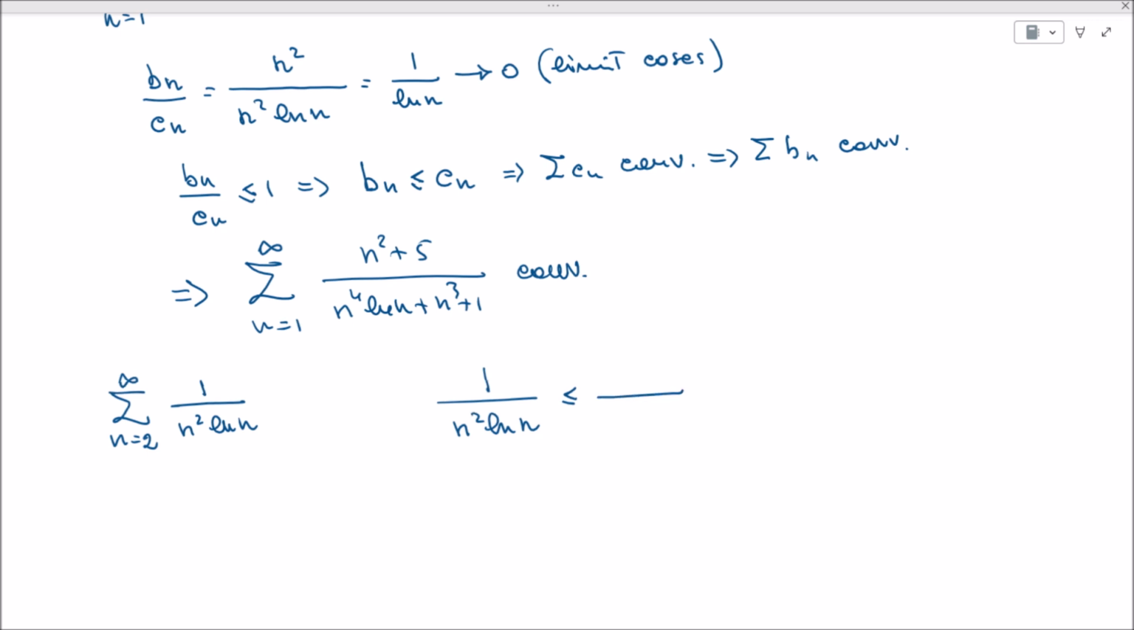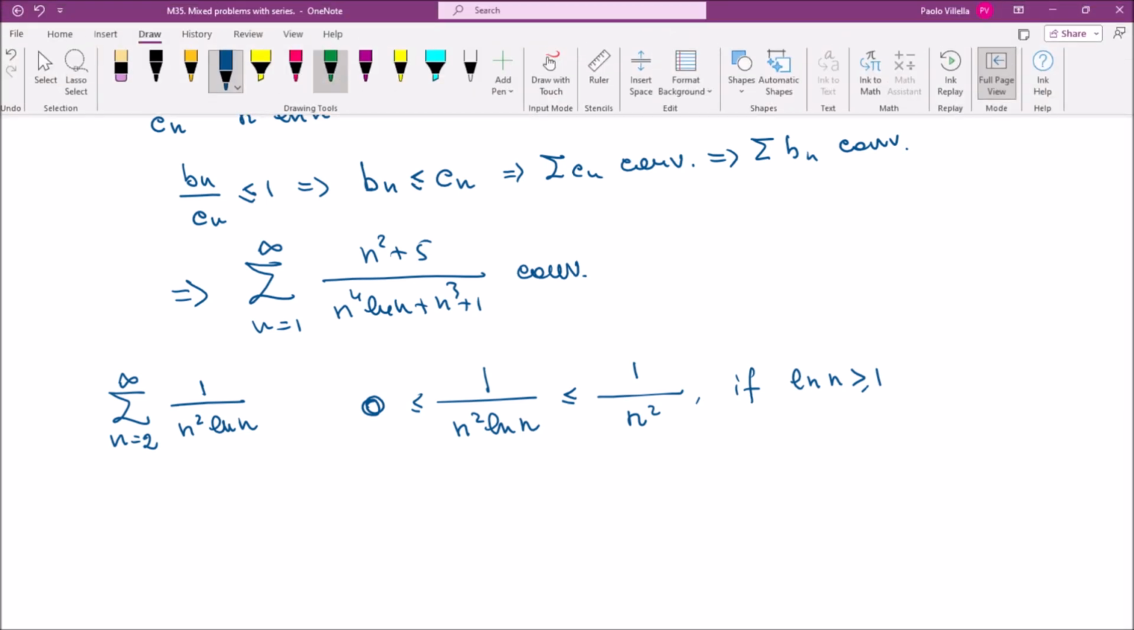less than or equal. First of all, this is always larger than 0, right? But we also want a fraction which is larger than this. To build a fraction which is larger, we need a denominator which is smaller. So we can compare this with 1 over n squared if the logarithm of n is larger than or equal to 1.